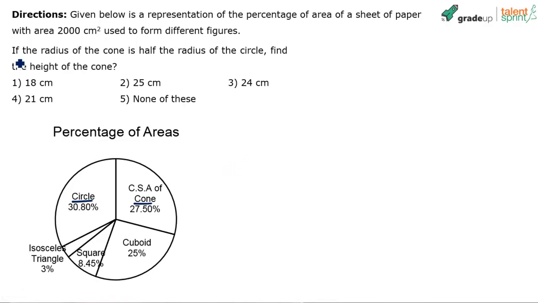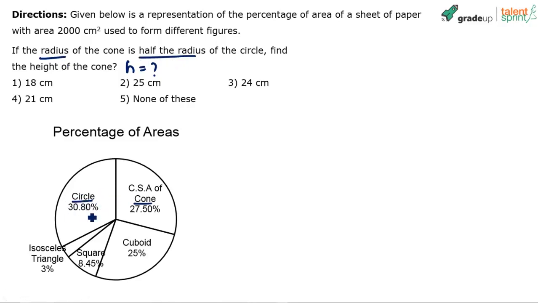Now the question says that if the radius of the cone is half the radius of the circle, find the height of the cone, right? So we are supposed to find the height of the cone. H is equal to what? Now what is the equation given in the question? That the radius of the cone is half the radius of the circle, right? Let's first work on the circle, right?